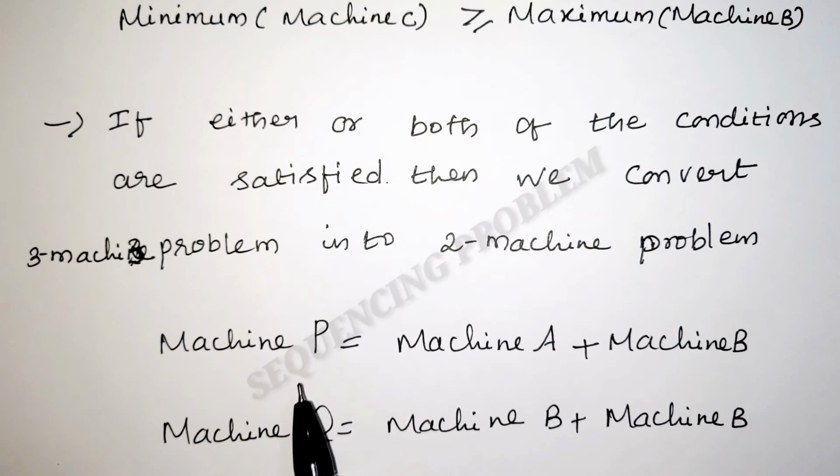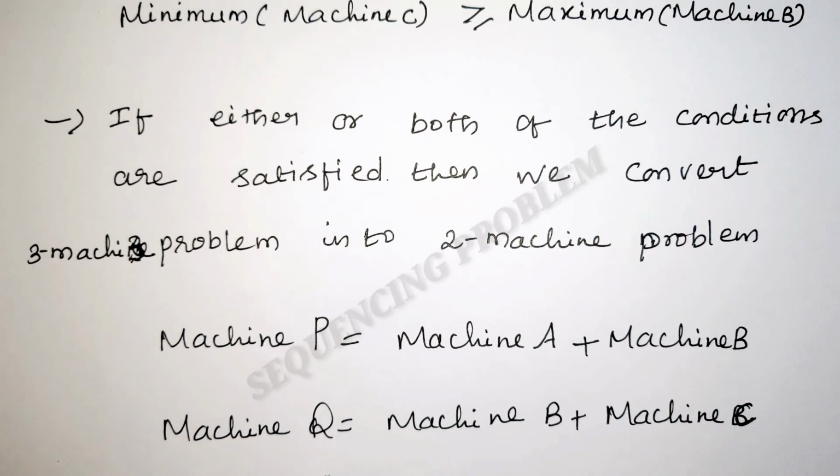The processing time for the first machine is the processing time of machine A plus the processing time of machine B. The processing time for the second machine is the processing time for machine B plus the processing time for machine C.